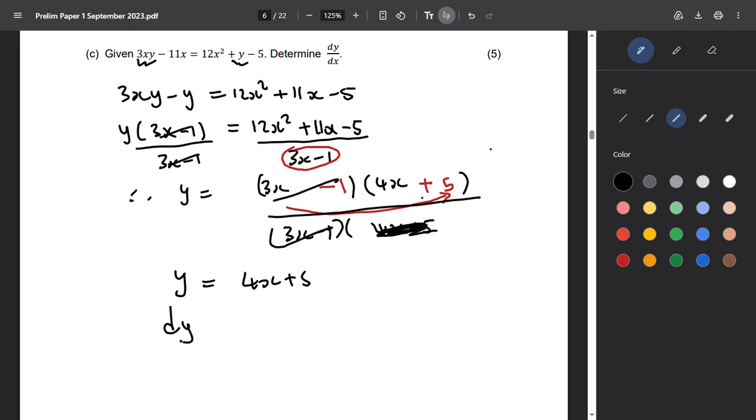Then that's when I can derive in terms of x. So the derivative of 5 is 0. The derivative of 4x is just 4. That's the final answer.